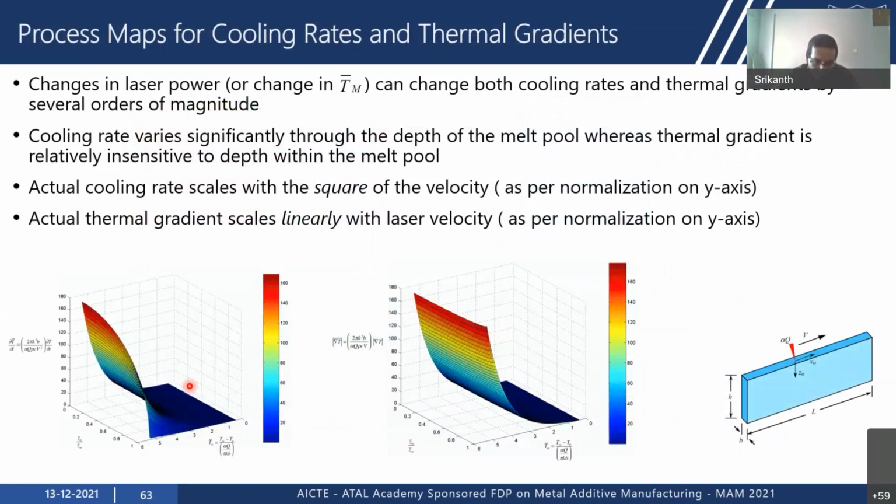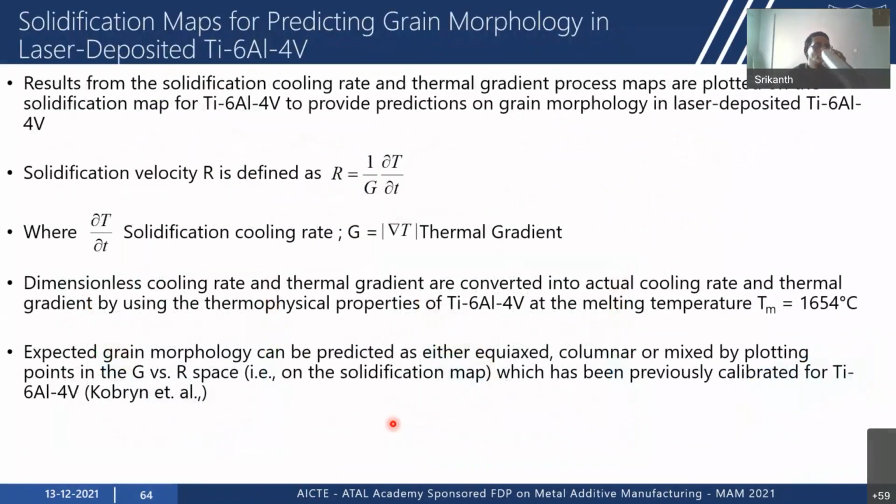Now, as I said, I have shown you these process maps for cooling rates and thermal gradients. These were generated using the analytical solution. So now I'll show you how these are used to make inferences on grain morphology. So we can take the information of cooling rates and gradients from the process maps or finite element numerical models and define a parameter called solidification velocity, which is nothing but the ratio of cooling rate to thermal gradient. And then we can plot them on what is called a G versus R space or a solidification map.